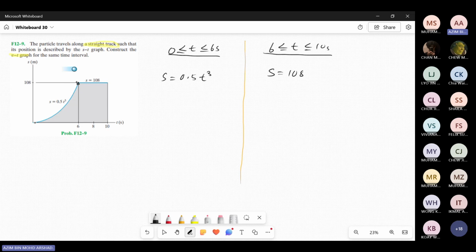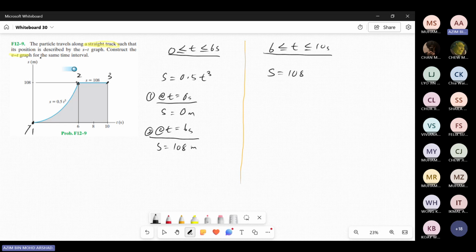And then we have all this information, okay? For example, this point. Let's call this point 1, point 2, and this is point 3. So at point 1, at the initial point, t equals 0 seconds, s equals 0 meters. And point 2, which is applicable to both ranges, at t equals 6 seconds, s equals 108 meters. So it's applicable to both.